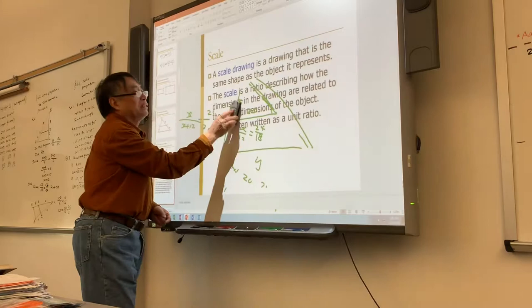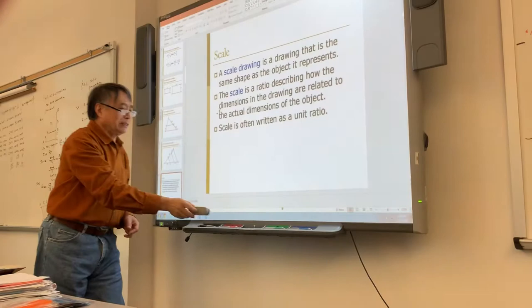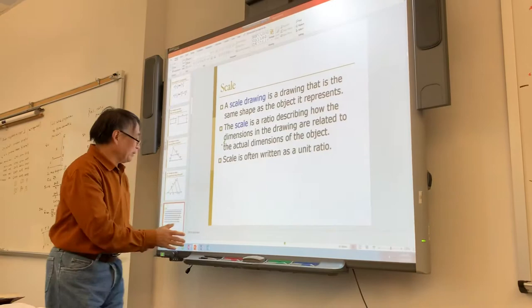So please, scale drawing. This part I believe you read and learned. In IG1 or before IG1, have you learned 1 inch on the map and 100 miles on the actual length? Have you learned this part? Okay. Now I'll give you some examples.